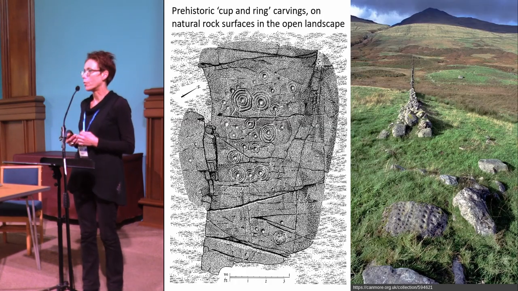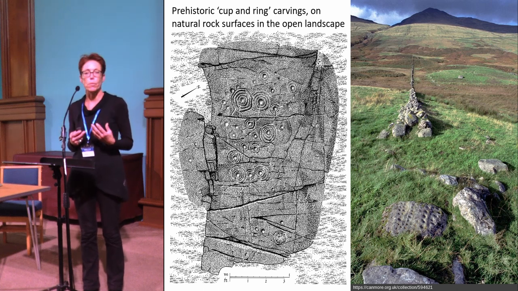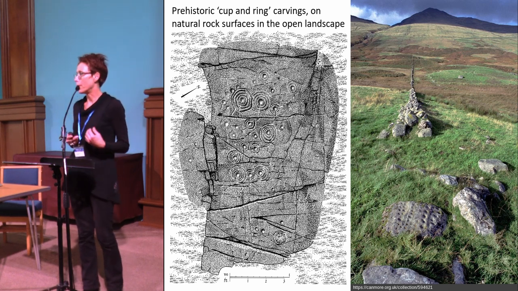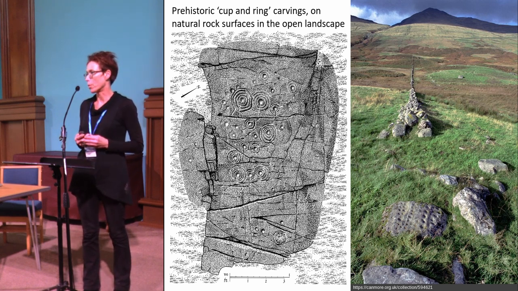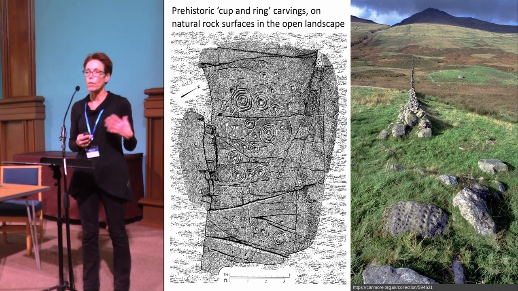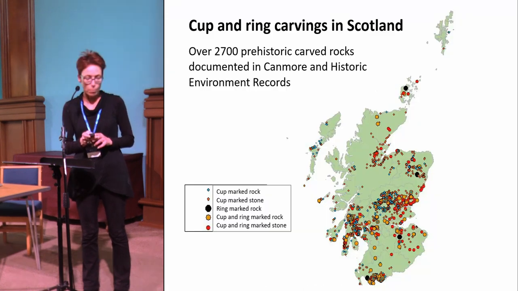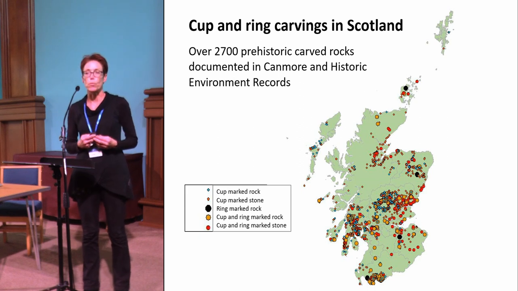So for those of you that aren't familiar with rock art in Scotland, the carvings are based around circular motifs, and they're commonly called cup and ring carvings. We don't know exactly when they were made, but it's thought that they were created predominantly in the Neolithic and possibly into the early Bronze Age, so maybe around 4000 to 2000 BC. And the carvings are almost entirely made on natural boulders and outcrops in the open landscape. We know that there are about 2,700 cup and ring carvings recorded in Scotland.